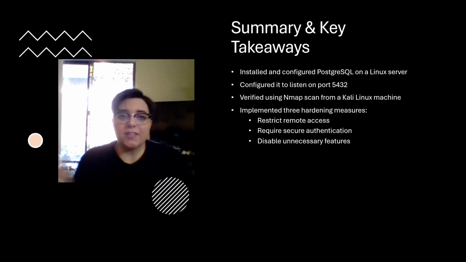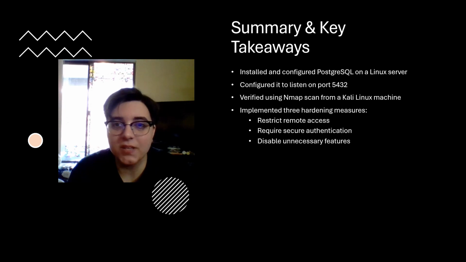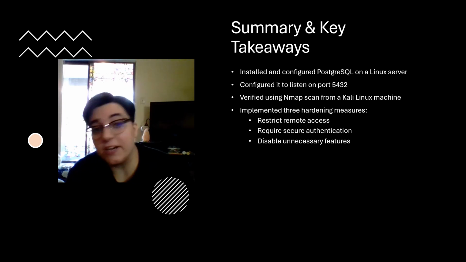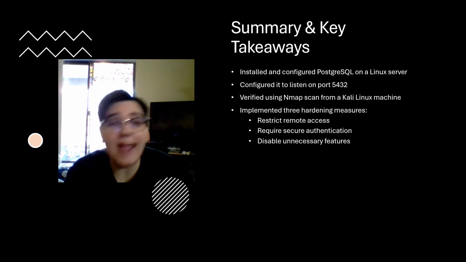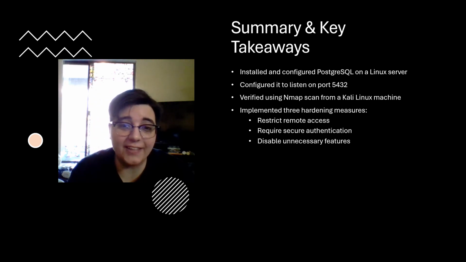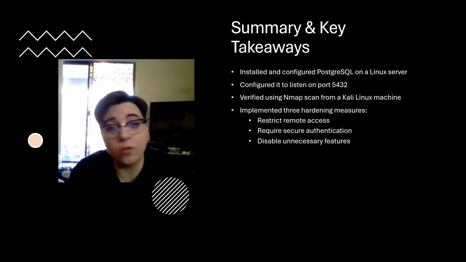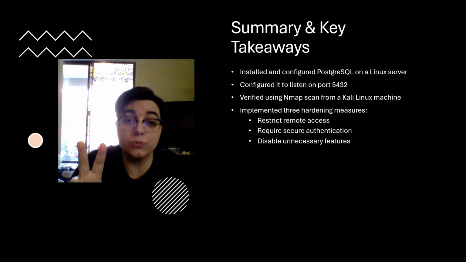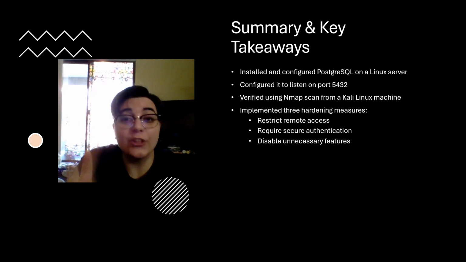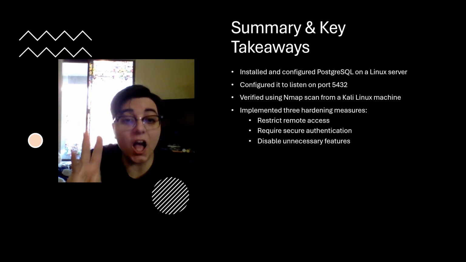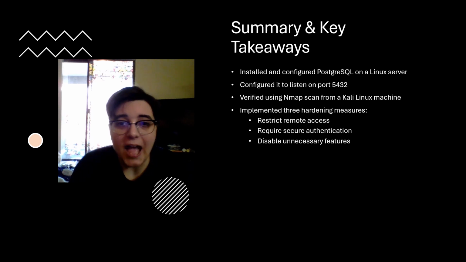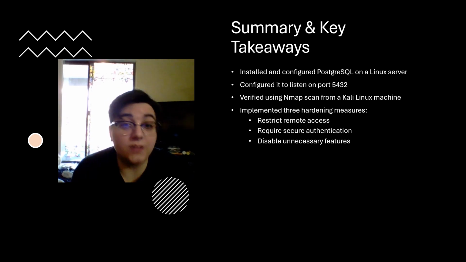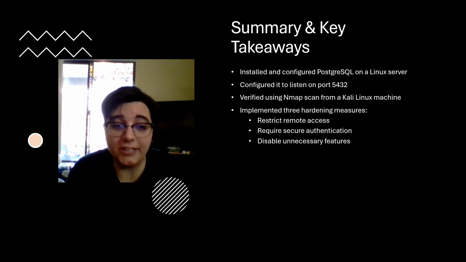All right, let's do a quick recap, everybody. We installed PostgreSQL on a Linux server, configured it to listen on the right port, and tested it using Nmap from a Kali Linux machine. Then we secured it by doing 3 things. 1, restricting remote access. 2, switching to stronger authentication. 3, disabling unnecessary permissions. At this point, PostgreSQL is up, running, and actually secure.